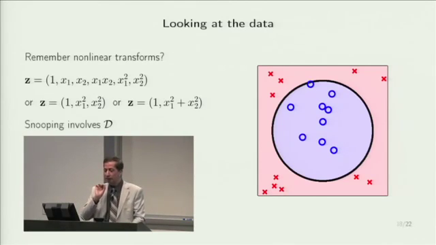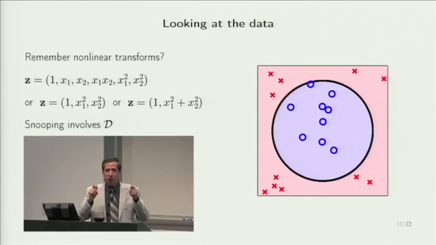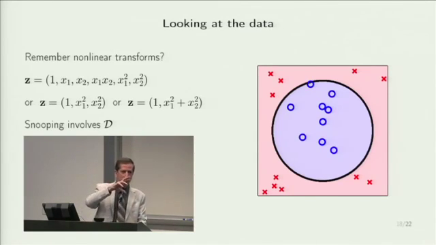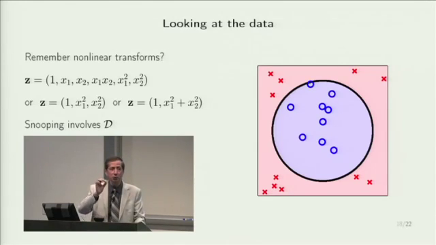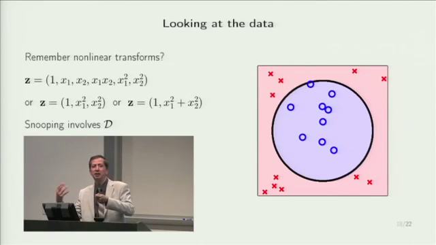Now, it is very important to realize that the problem here is that the snooping involves the data set, okay? Because when you look at the data set, you are vulnerable to designing your model or your choices in the learning according to the idiosyncrasies of the data set. And therefore, you may be doing well on that data set, but you don't know whether you will be doing well on another independently generated data set from the same distribution, which would be your out of sample.